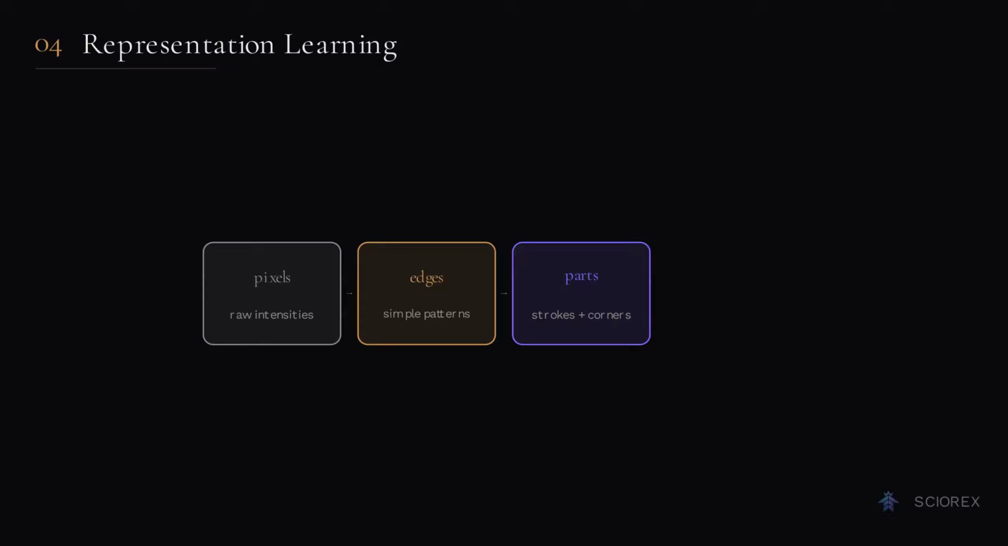In bigger networks solving harder problems, this happens across many layers. Early layers learn simple patterns, edges, textures, simple shapes. Middle layers combine those into parts, curves, corners, strokes. Later layers assemble parts into evidence for the final answer. This looks like a 7. Each layer builds on the representation from the layer before it.